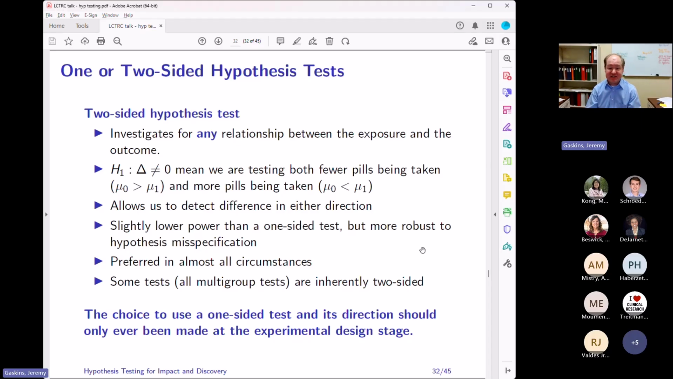And many tests that we run, basically any test that involves more than two groups at a time, is going to be inherently two-sided. And the choice to use a one-sided test and which direction I'm interested in can only be made at the experimental design stage. Once I've started collecting data, I better not make a choice about the one-sided test at that point.